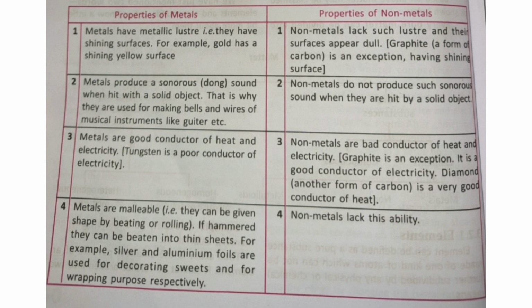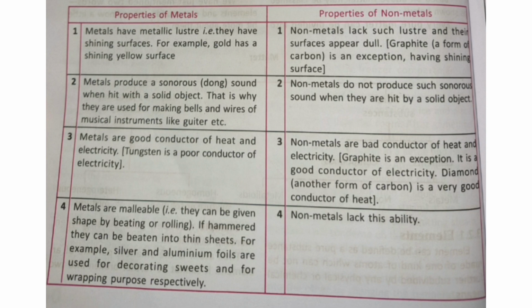Graphite is a very good conductor of electricity, and diamond, another special form of carbon, is a very good conductor of heat. So these are the exceptions in conducting heat and electricity.